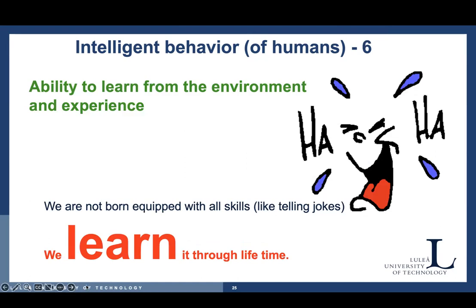So this is very important. So we learn. Learning is a continuous process. We are not born with all the skills. So we learn, we discover the world, and we learn these concepts as we go.